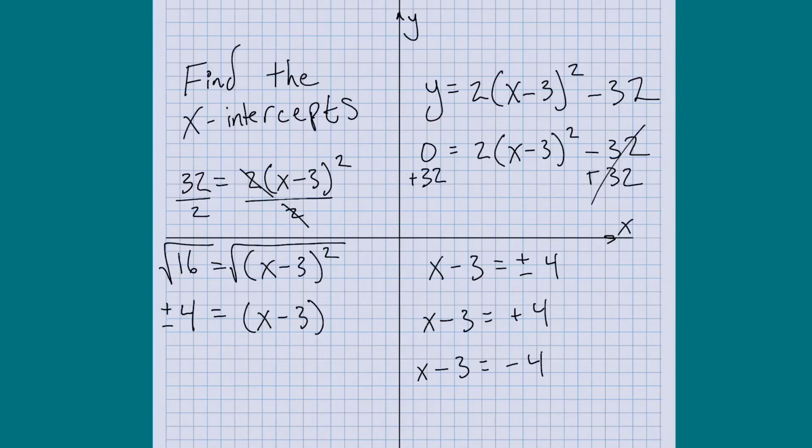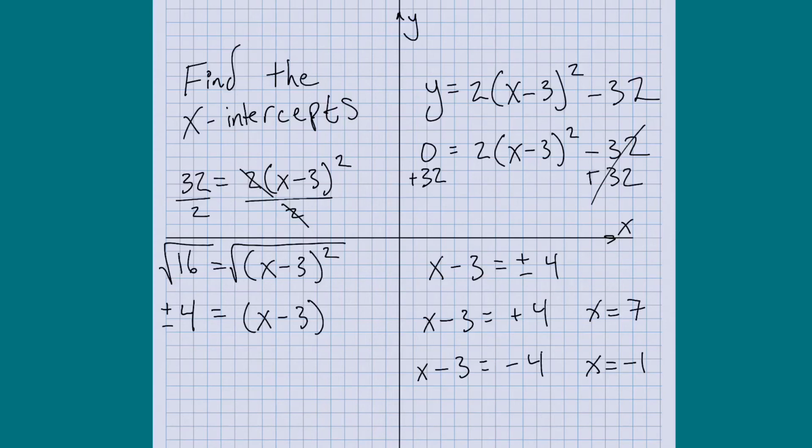Once again, doing our transpose and apply. Here I'm subtracting 3, so I have to add it to both sides. 4 plus 3 is 7, so for this one, x equals 7. Same thing down here: we have minus 3, and to get rid of it, we add 3 to both sides. Negative 4 plus 3 gives us negative 1. So here's how you do your x-intercepts when you're finding this.